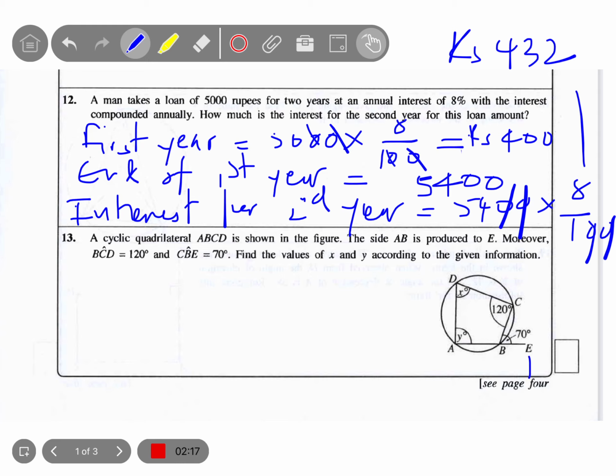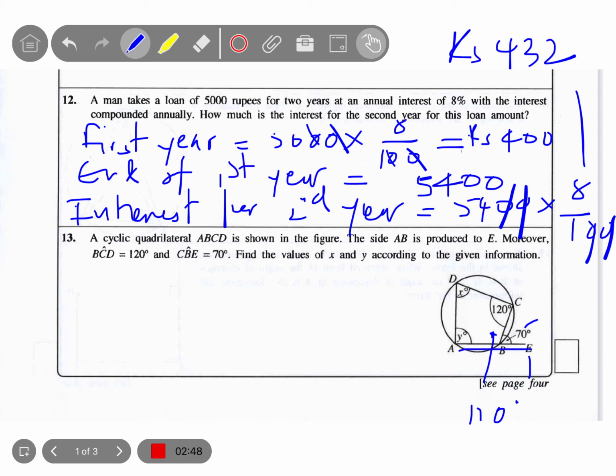Moreover, BCD is 120, so that is given. CBE is 70. So then find the value of x and y. In a cyclic quadrilateral, if this is 70, we know readily the inner angle is 110 degrees, because this is a straight line, and 110 plus 70 is 180, because this AE is a single line, right?